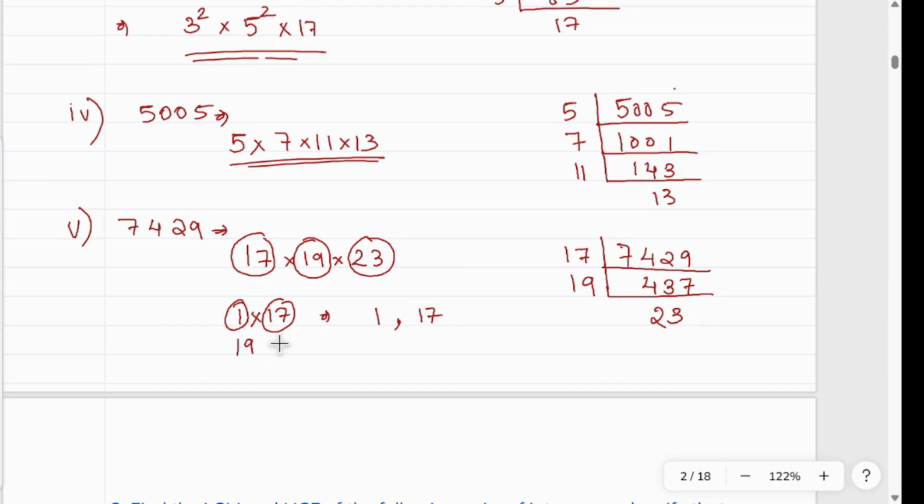In the case of 19 also, it has only two factors. What are the two factors? 1 and 19. If I'm taking 23, it has only factors 1 and 23. You don't have any other factor other than these two numbers.